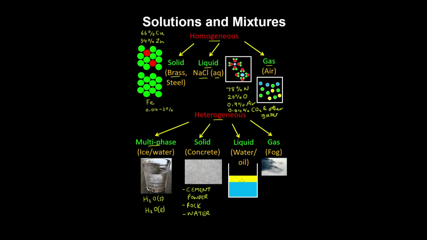And oil floating on top of water is an example of a heterogeneous liquid. And fog is an example of a heterogeneous gas, where air and water droplets are distributed non-uniformly in the atmosphere.